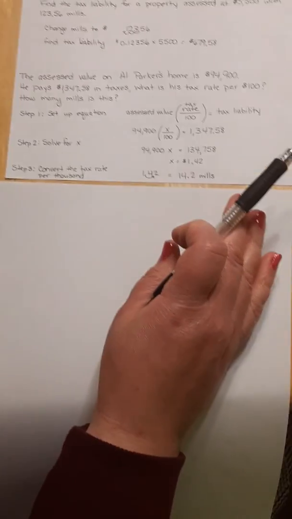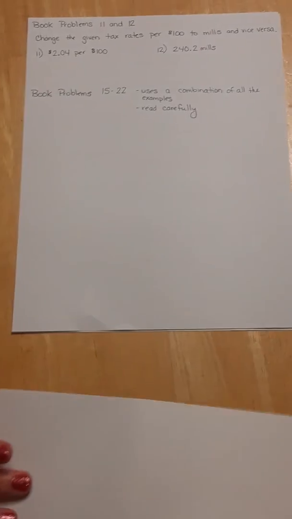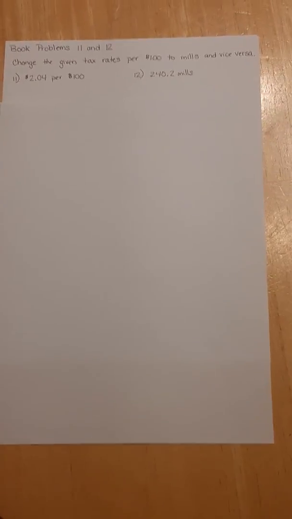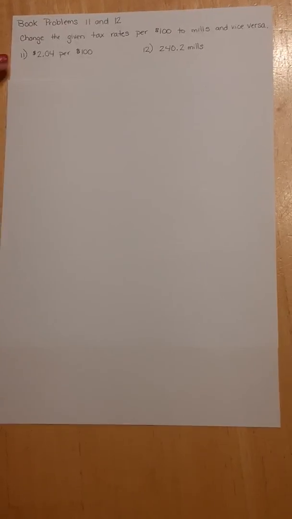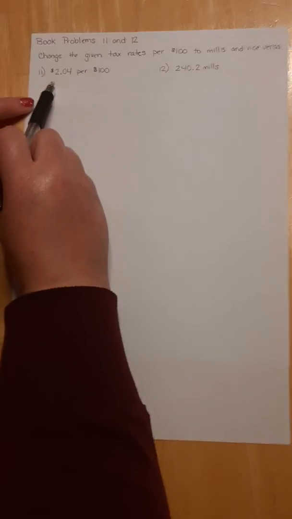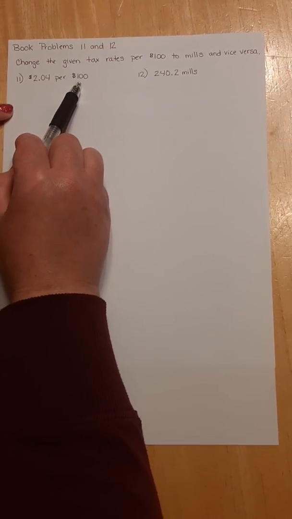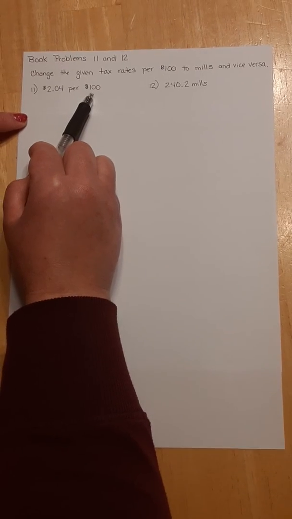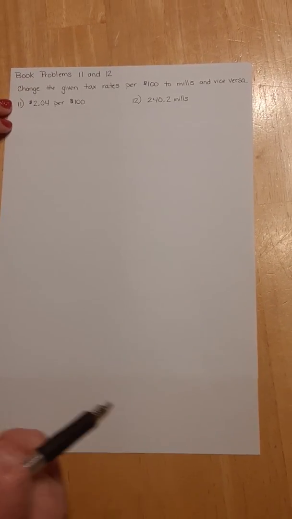Okay, so let's look at book problems here. So I have book problems 11 and 12. Book problems 11 and 12 basically want us to practice going between these groups of 100 and mills, and going from mills back and forth. So problem number 11 says that I have $2.04 for my tax rate for every grouping of 100. They want me to switch that to mills.